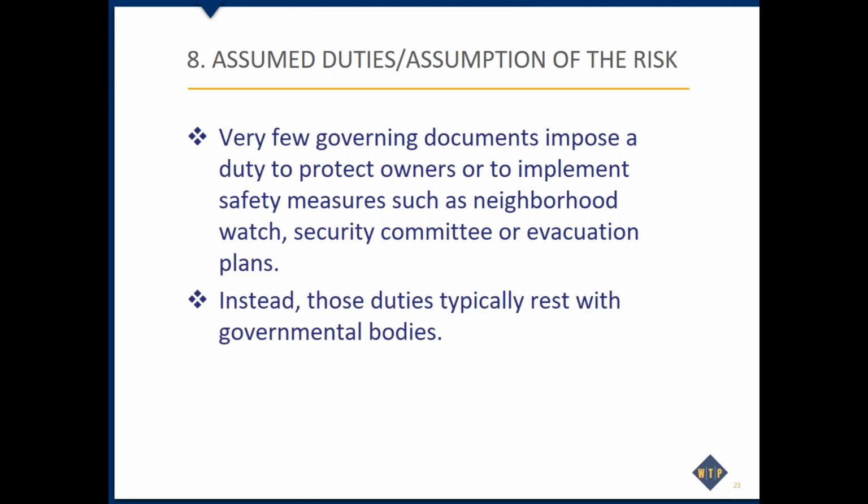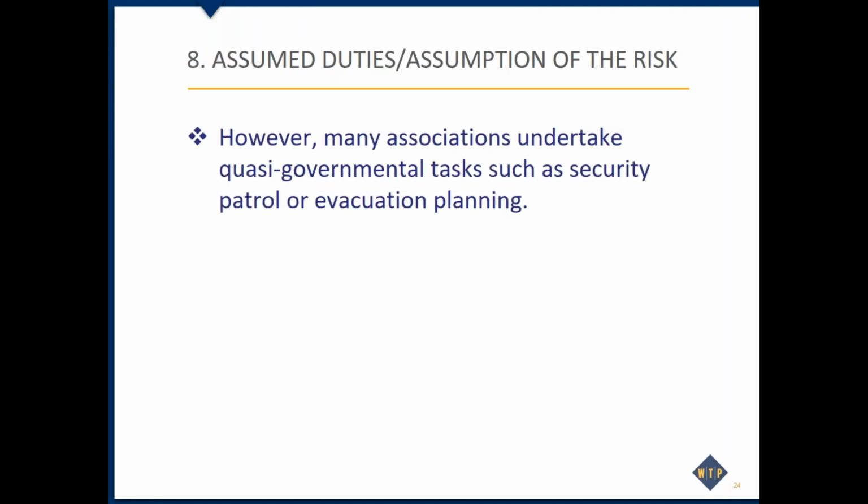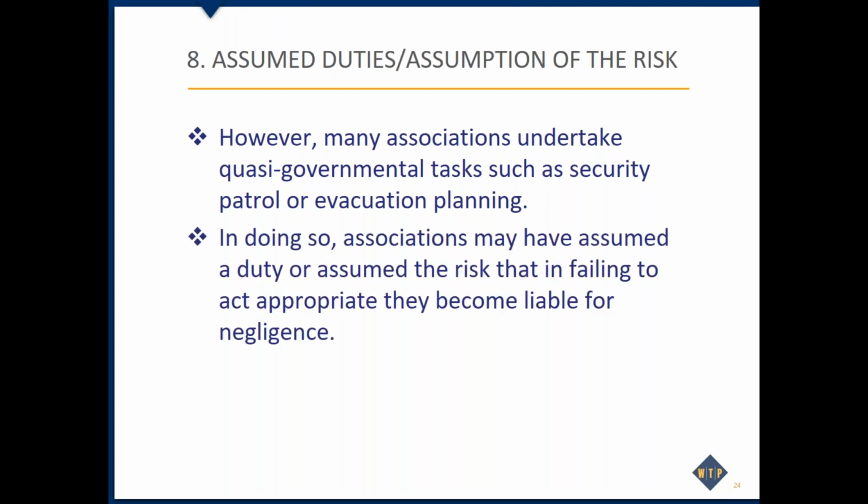Instead, those duties typically will rest with a governmental body, your policing authority. So say, for example, an evacuation plan may have been adopted, but again, that's for your emergency medical agencies to have developed those types of things. However, associations take these on all the time, these quasi-governmental tasks such as the security and the evacuation plans. So what does that mean? Well, in that situation, the association has now chosen to undertake an obligation or assume a duty that they didn't have to do before. What does that do?